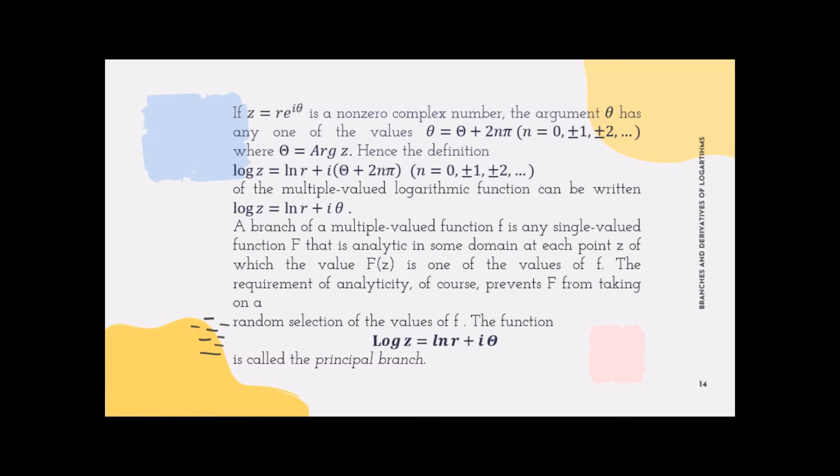A branch of a multiple valued function f is any single valued function F that is analytic in some domain at each point z of which the value F(z) is one of the values of f. The requirement of analyticity of course prevents F from taking on a random selection of the values of f. The function Log z = ln r + iθ is called the principal branch.